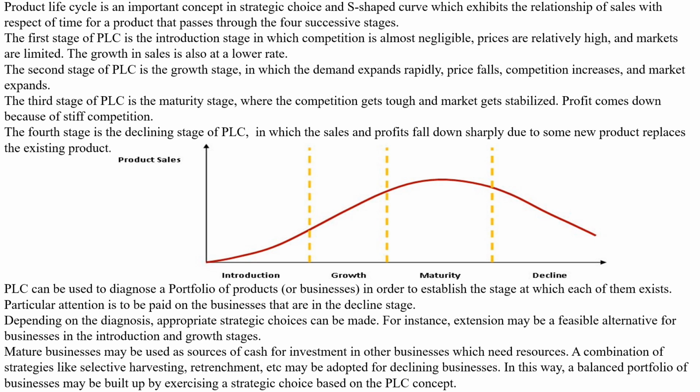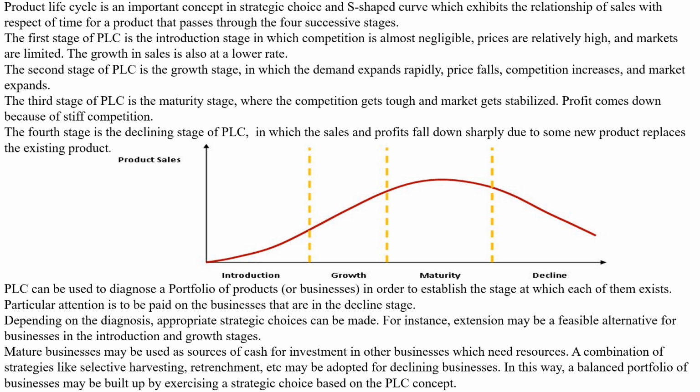For instance, expansion may be a feasible alternative for businesses in the introductory and growth stage, whereas a combination of strategies like selective harvesting, retrenchment, etc. may be adopted for declining businesses. In this way, a balanced portfolio of businesses may be built up by exercising a strategic choice based on the PLC concept.